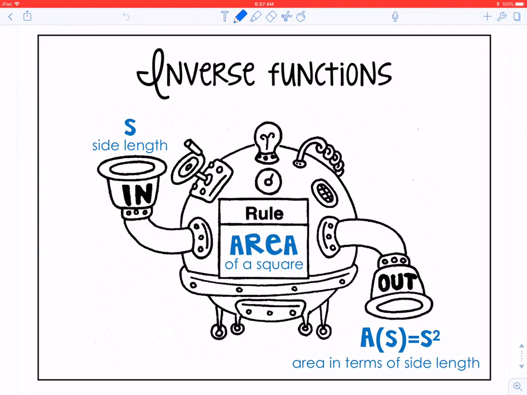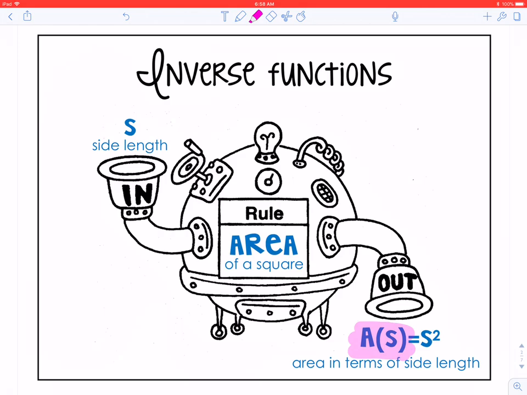If we were to put in side length and our rule was to find the area of a square, then we would be looking at area in terms of side length. And so our notation would be A of S, which we know is not multiply. This is showing the relationship between our two variables x and y. In this case, our input is the side length, and the rule that we're applying to it, our end result, is going to be the A, our area. So A of S would equal S squared.